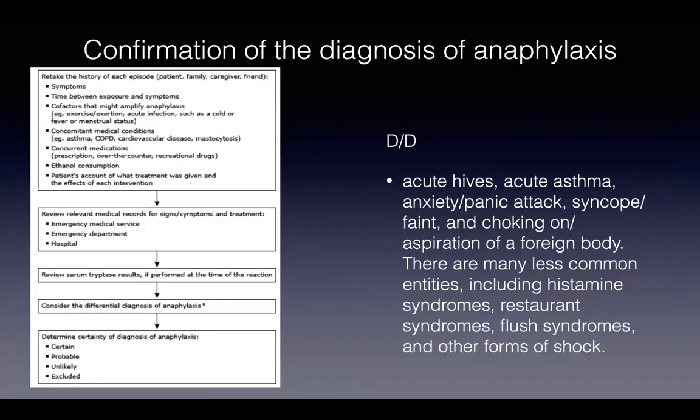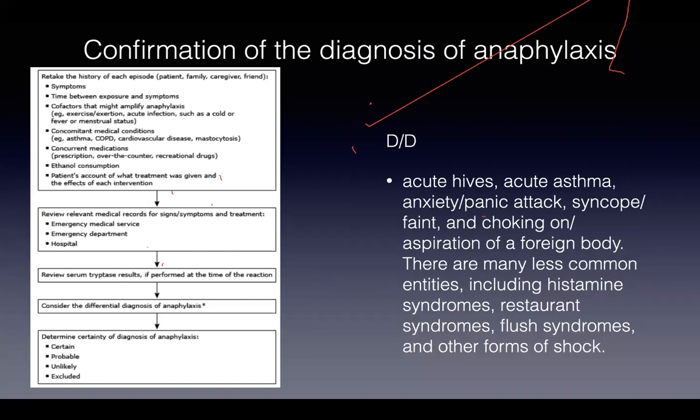For confirmation of the diagnosis of anaphylaxis, we can see in the left-sided flowchart. We retake the history of each episode from the patient, family, caregiver, and friend. Symptoms we have to take in much detail. Time between exposure and symptoms, cofactors that might amplify the anaphylaxis, concomitant medical conditions, concurrent medications, ethanol consumption, patient's account of what treatment was given, and the effect of each intervention.